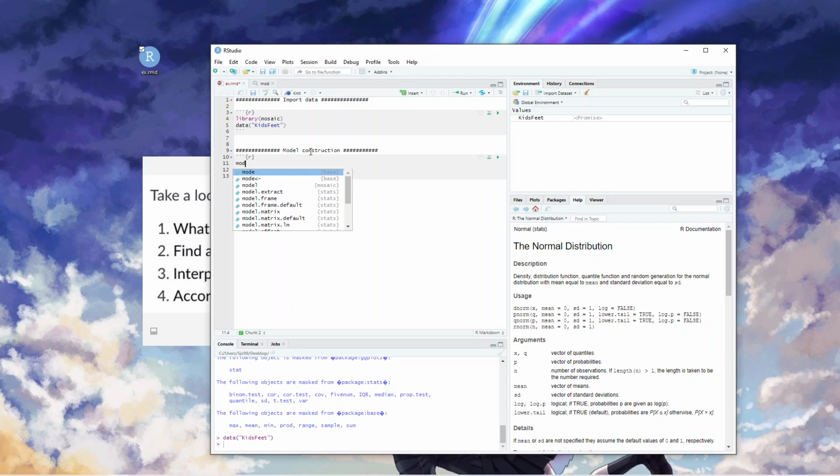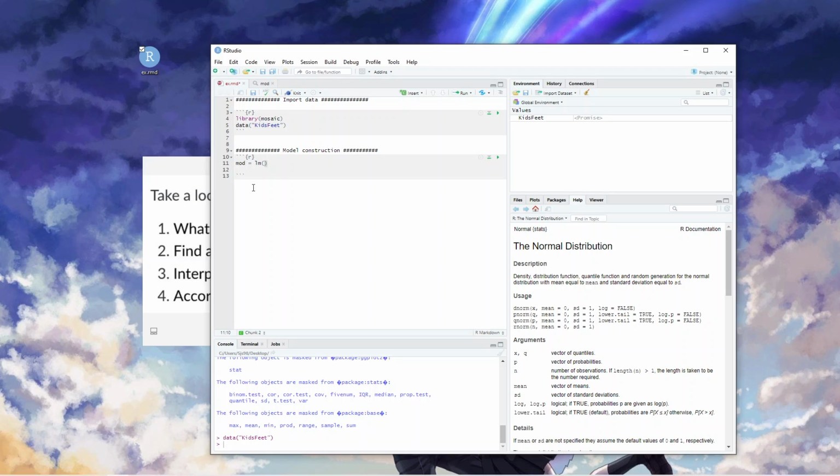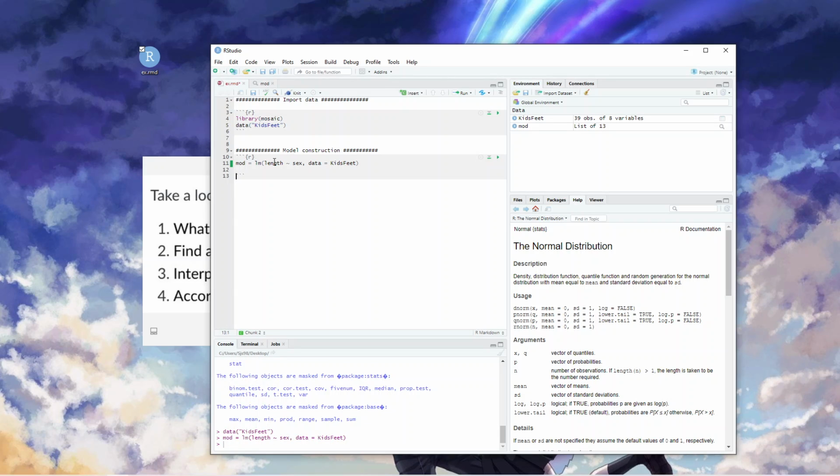So I can call it model and use lm, which represents the linear model, linear regression, whatever you want to call it. What is our predictor? We want to predict the length of each case using their gender. So we need length as our y value, which is the output, and sex as the input data. And the data comes from keys feed. Okay, so now we have our model.